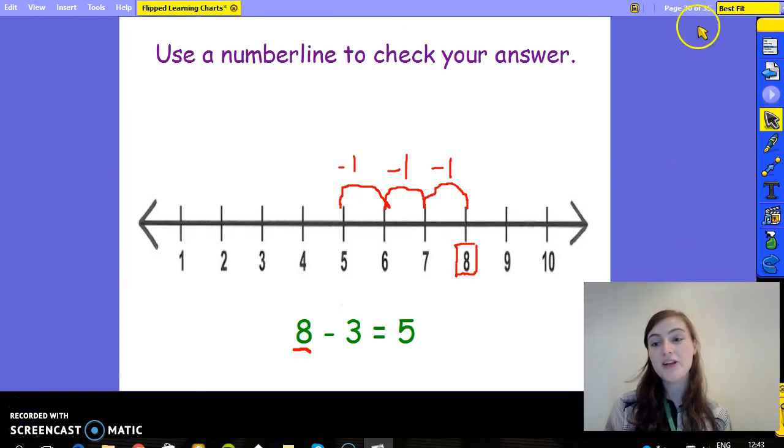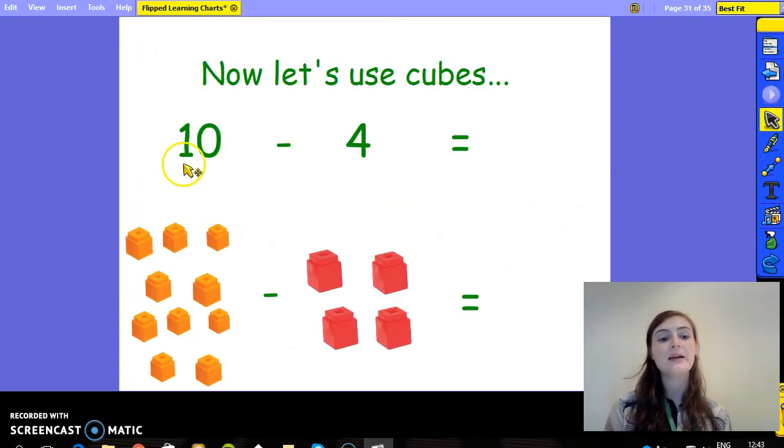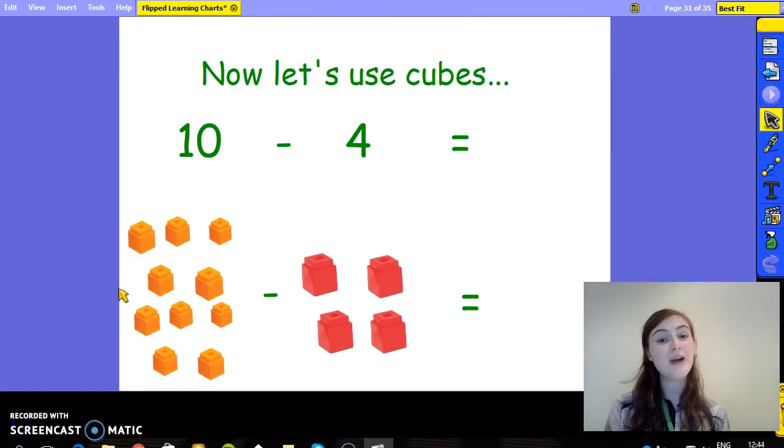Now let's try another number sentence using cubes. 10 take away 4 equals. Pause the video and try it all by yourself. When you think you've figured it out, start the video again and we'll work through it together. Great, let's see if we can figure it out. 10 take away 4 equals.